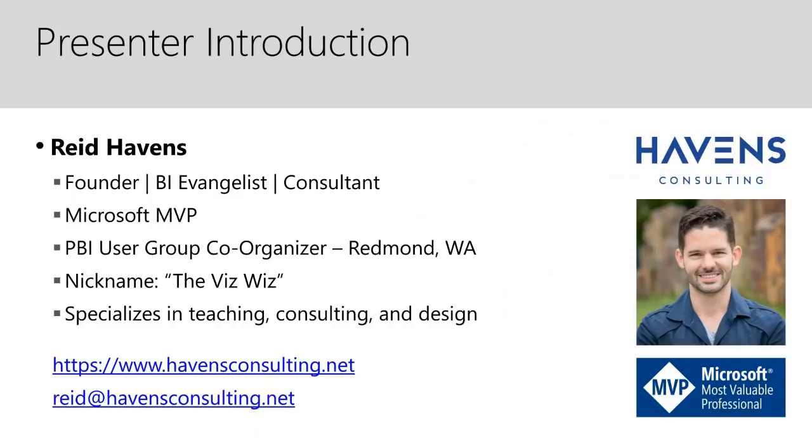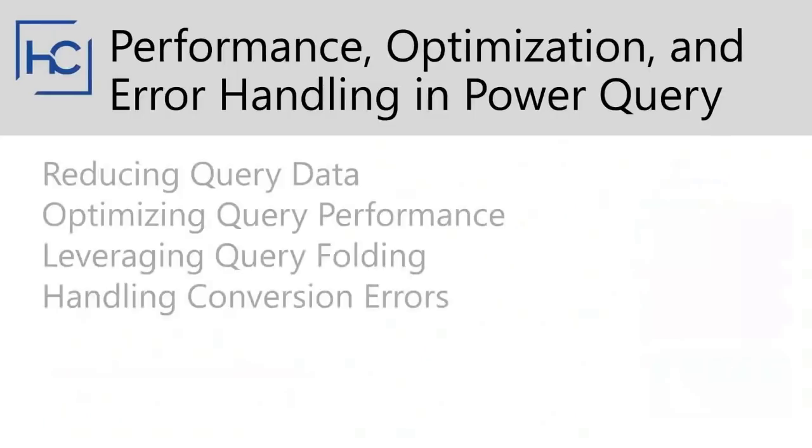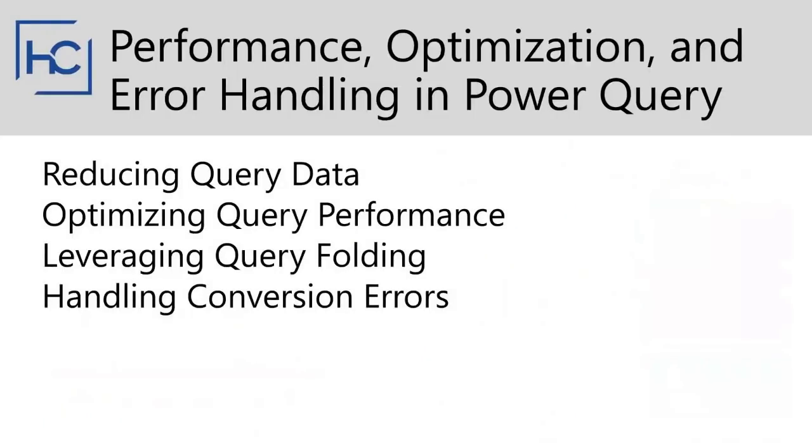And today's topic is going to be a subsection of Power BI, which is Power Query. So overall, the flow that we're going to be going over for the next 45 minutes or so is these primary modules: reducing query data, optimizing query performance, leveraging query folding. Those are the ones that will more than likely hit in the next 45. And then, depending on pacing and timing, potentially handling conversion errors.